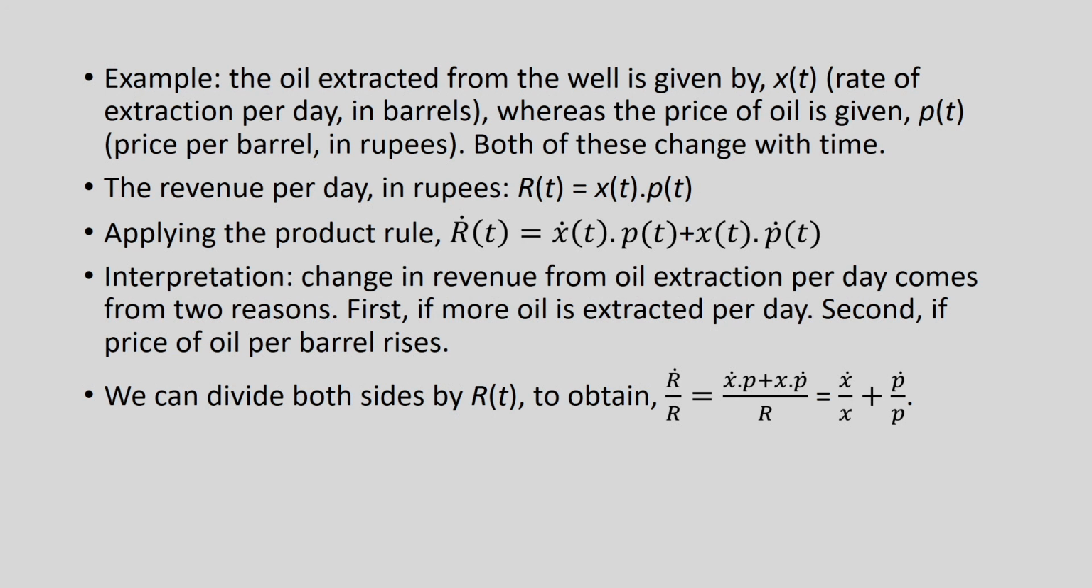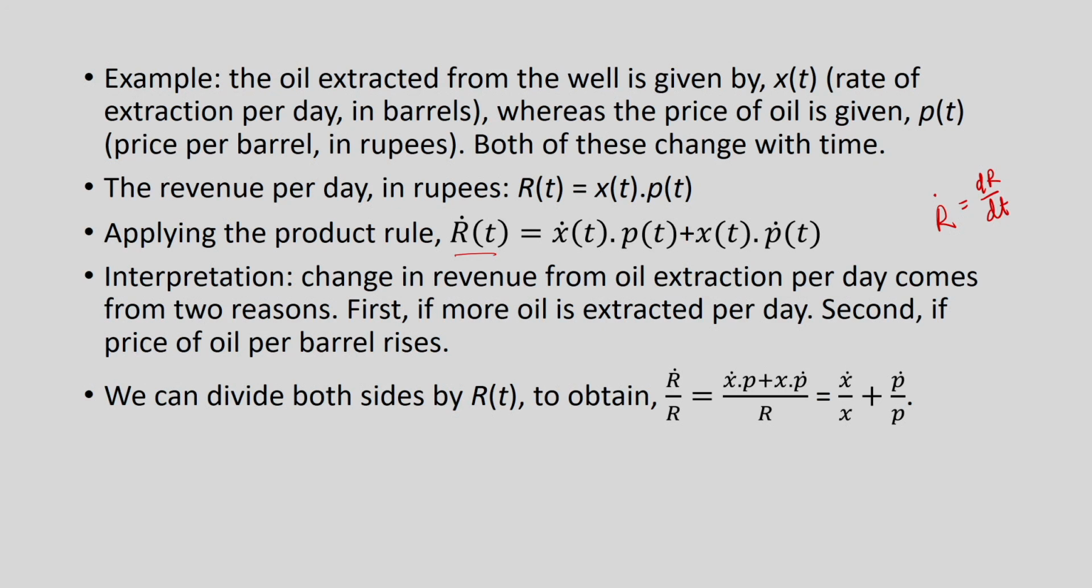Now, we can use the product rule. We are calling it R dot, so R dot is dR/dt. This is the notation that we generally use when time is involved. Here small t is time. Applying the product rule, what we should get is R dot of t is equal to x dot of t multiplied by P(t) plus x(t) multiplied by P dot of t.